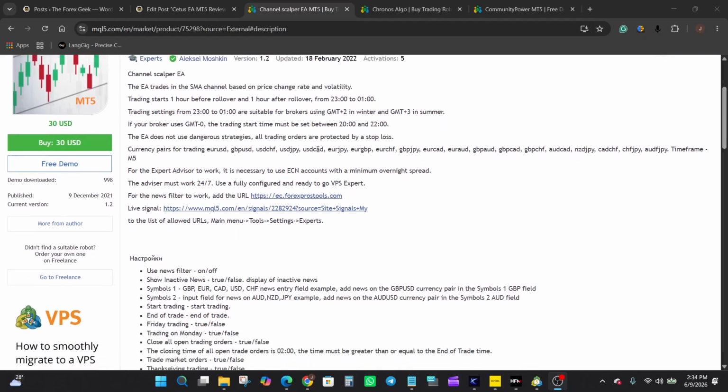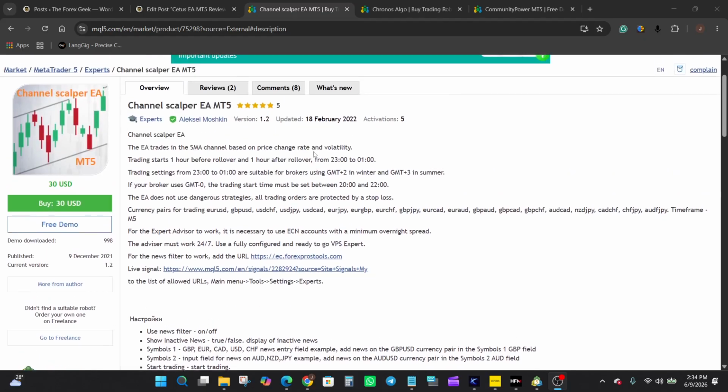But before going further, I want to highlight platform compatibility based on the accessible information. If you want to search for the Channel Scalper EA, the expert advisor is available for MT4 and MT5. All right, so you just have to download the version that is for the platform that you are using, whether the MetaTrader 4 or MetaTrader 5 platform.